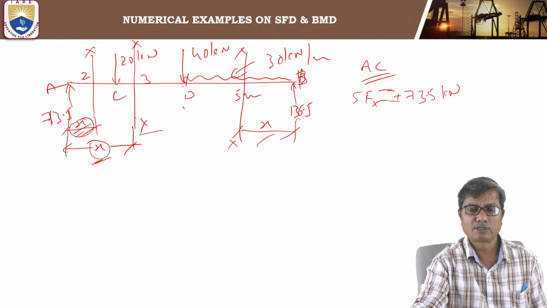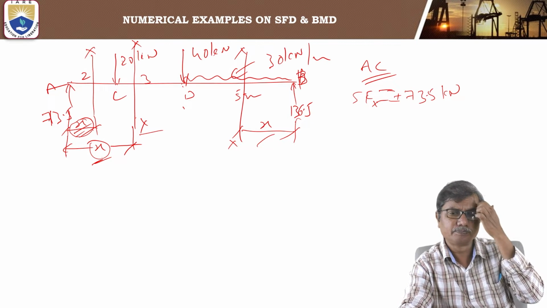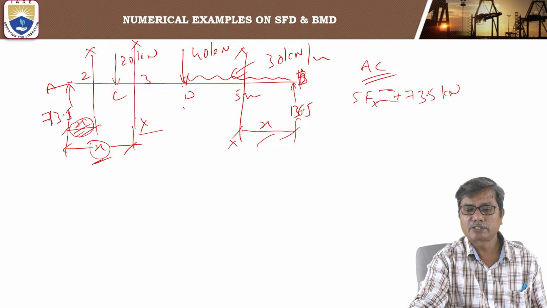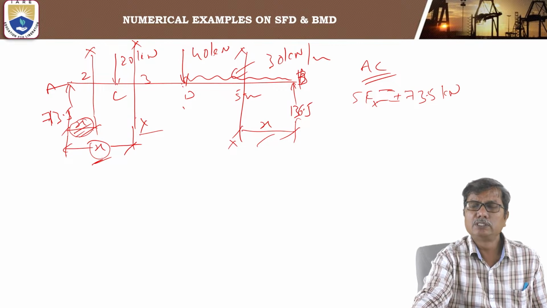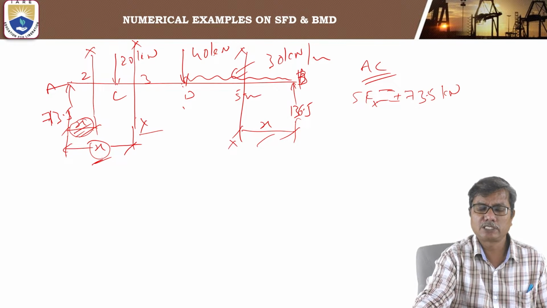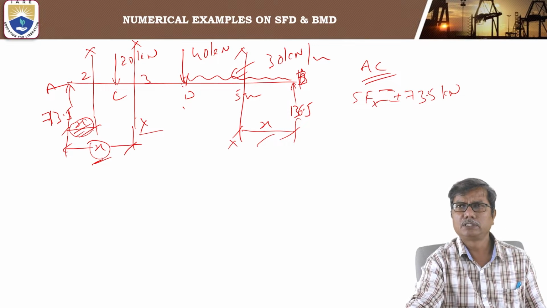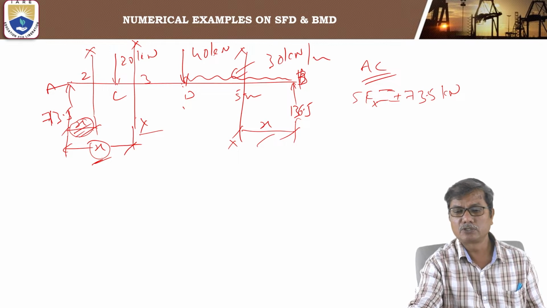Okay, when you plot the diagram, the shear force line is parallel to the axis of the beam. It is clear. But in case of portion BD, there is UDL acting. So shear force will not be constant and it will be varying linearly from one end to the other end.